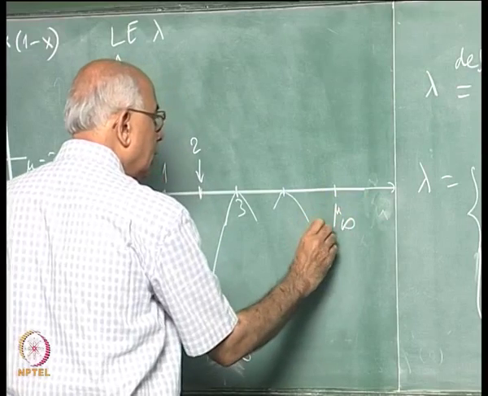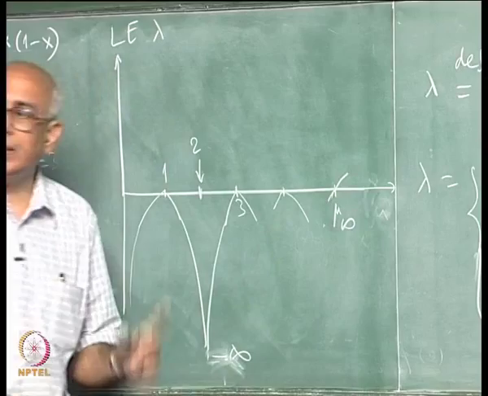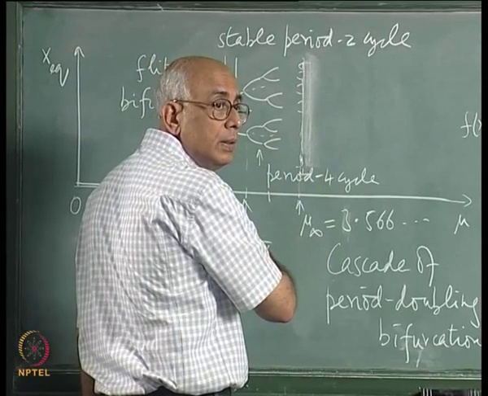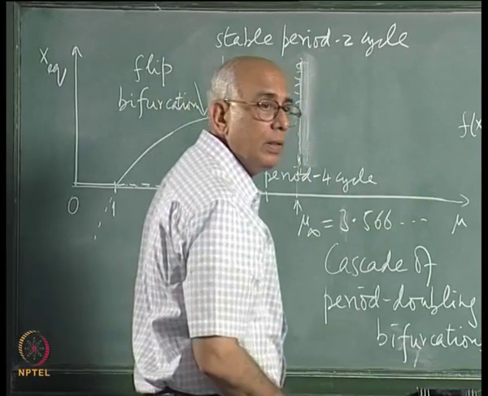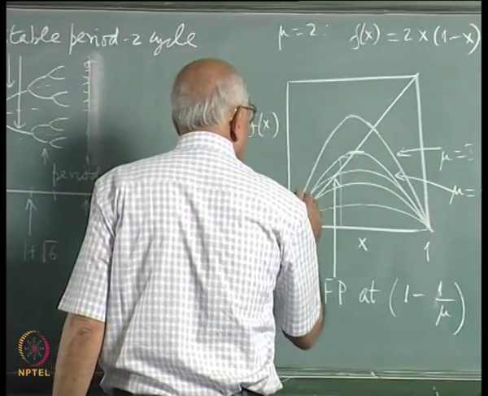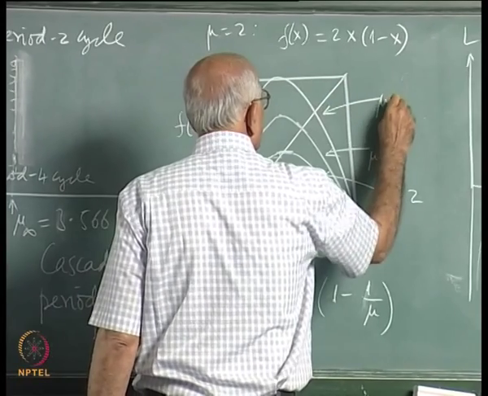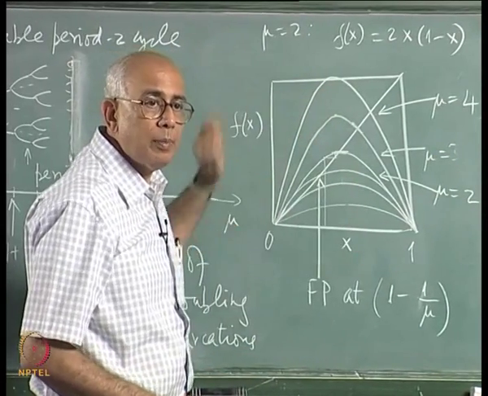At mu infinity this is exhausted and the Lyapunov exponent crosses over finally to positive values and the system becomes chaotic. So this here is the start of this chaos. At mu equal to 4, that is the largest you can have here. So let us jump straight to mu equal to 4, which is here. The maximum occurs exactly at 1, it becomes an onto map.